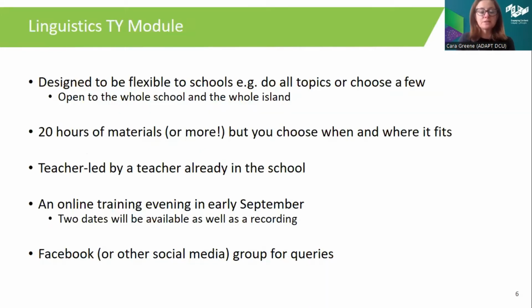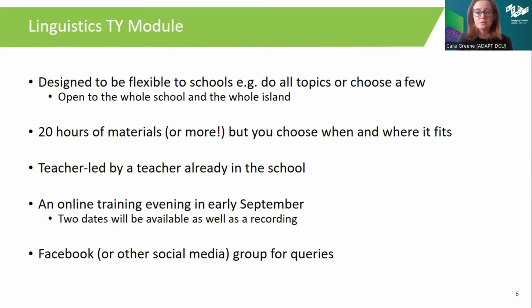As you'll see in Bettina's and Wilma's sessions, the actual module is designed to be flexible to schools. It's up to you whether you do all the topics or just choose a few. It's also open to the whole school, which is important. I know it is a TY module, but it is open to the whole school to use, and it's open to the whole island. As you said, we've got a lot of schools in Northern Ireland who take part in the Linguistics Olympiad with us as well, and obviously transition year doesn't exist there. So this is open for everyone to use.